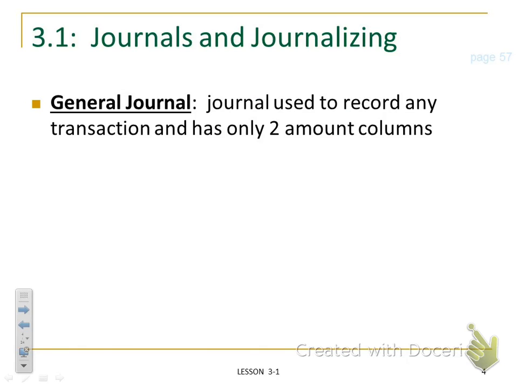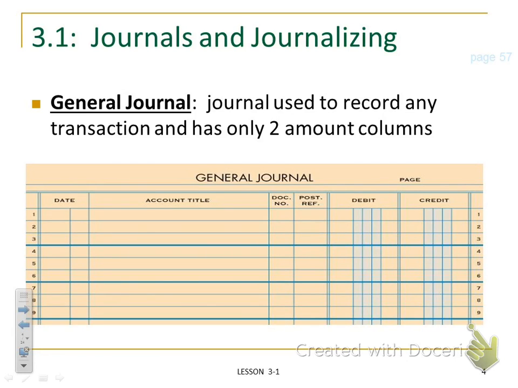In this semester, we will record our journal transactions into what we'll call the general journal. A general journal is a journal that is used to record any transaction, and it has only two amount columns. It is your most basic journal. There are other types of journals. There are sales journals, purchase journals, cash journals, but we will be focusing on just using a general journal. A general journal will have the page number, a column for the date, an account title column, the document source column, a post reference column, and then our debit and credit columns.